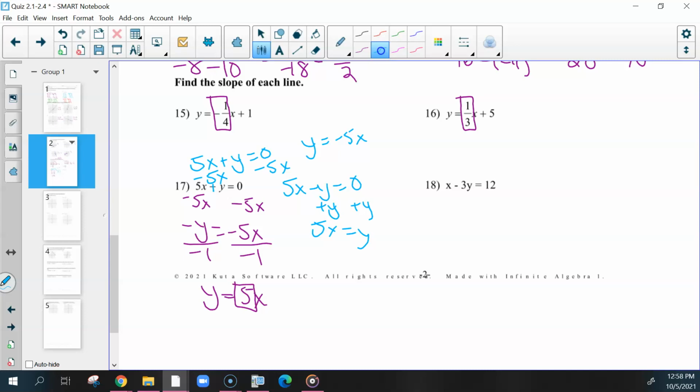Same thing for 18. Get y by itself. I'm going to switch these so it's starting to look like slope-intercept form. And then divide everything by -3. So here, this would become a positive 1/3 minus 4. So your slope would be 1/3. It would be a positive, because we subtracted and our y was negative, so it ended up being a positive.